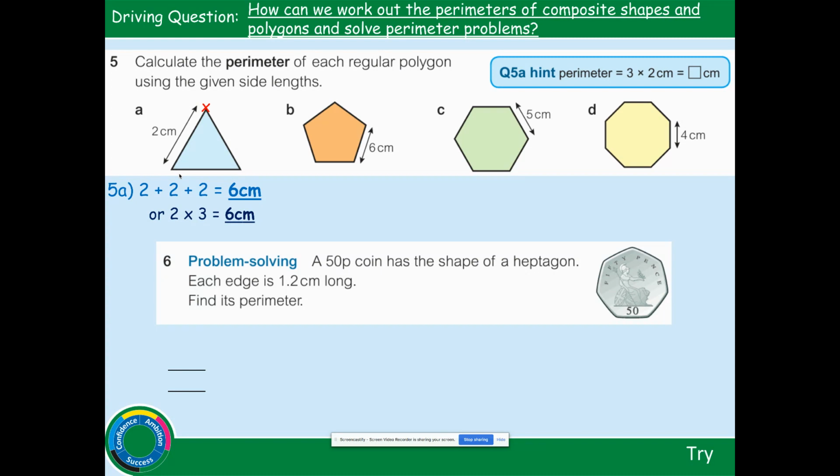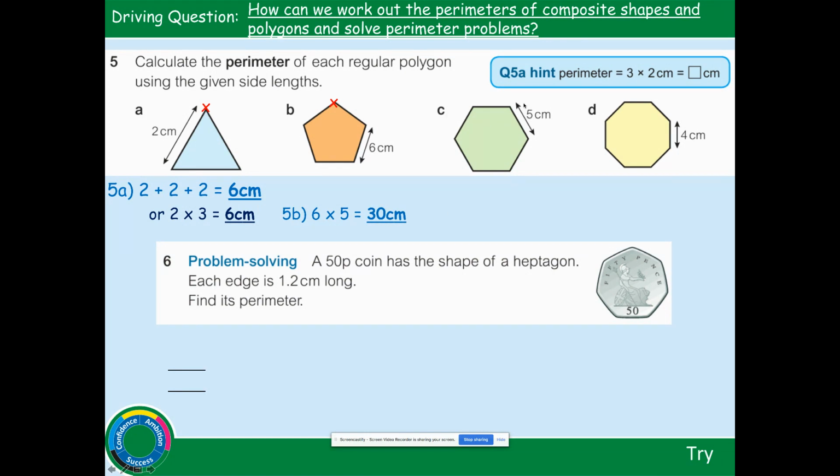Okay, question B. We know we've got a side of 6 centimetres. They're regular polygons, so we know that this is 6, this is 6, this is 6, and this is 6. We've got 6 and we've got 5 sides. 1, 2, 3, 4, 5. So 6 times 5 is 30 centimetres.